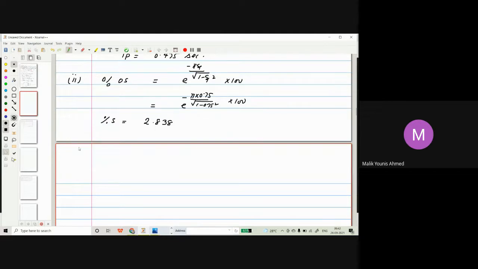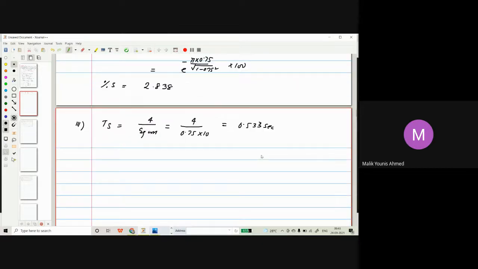Third, we have settling time. We know the expression for the settling time also. Ts is 4 divided by xi omega n. That is 4 divided by, xi is 0.75, omega n is 10. So that should be equal to 0.533 seconds. Please check these values. Sometimes there will be some mistakes. You need to check these values.